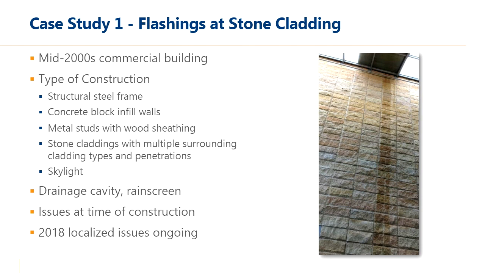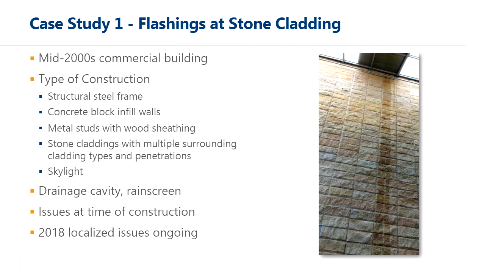It's a steel frame structure with concrete block infill walls or metal studs with wood sheathing, depending on where you are within the building. We're going to be focusing on stone claddings, but there's multiple surrounding cladding types and penetrations at this building that the stone cladding flashings need to tie into, including metal panels, siding, curtain wall, brick masonry, lots of different detailing that exists. There's also a couple 100 feet length of skylight that runs along one of the walls that we'll be discussing today.